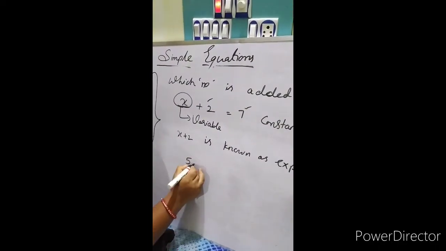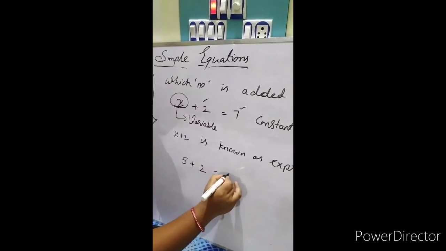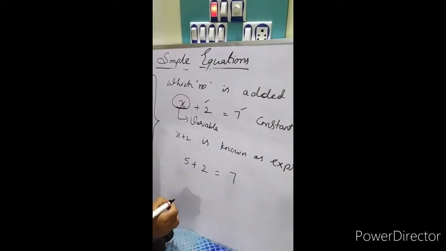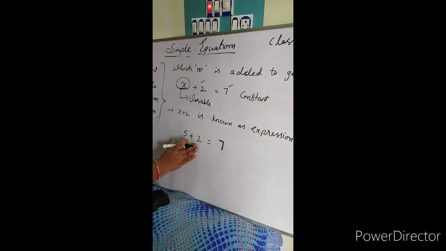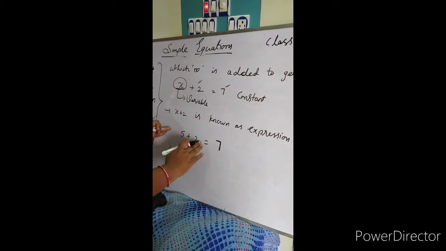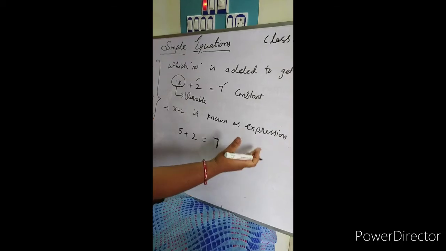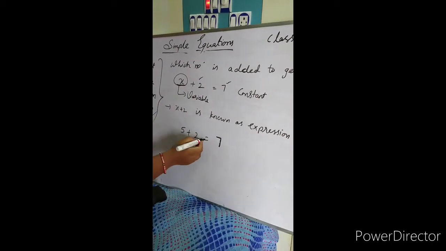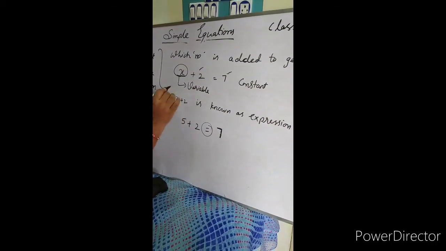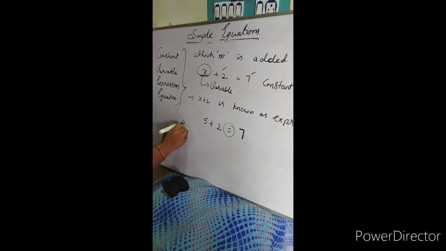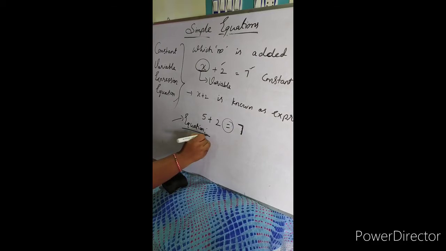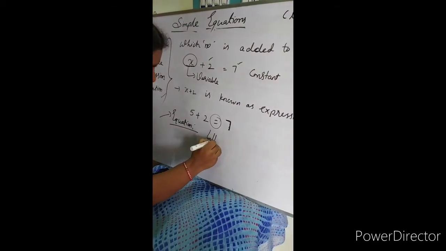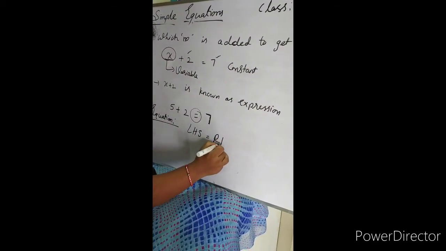Okay. So what is the value of X here? What is the value of X? 5. 5 plus 2 is equal to 7. Okay. Here the X value we got is 5. So the expression on the left hand side and the value of the expression on the right hand side, which are separated by the equal symbol, that is known as the next definition, equation. So that is LHS is equal to RHS.